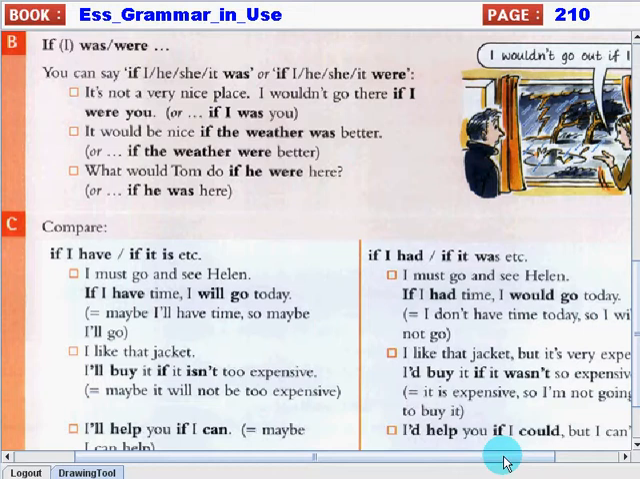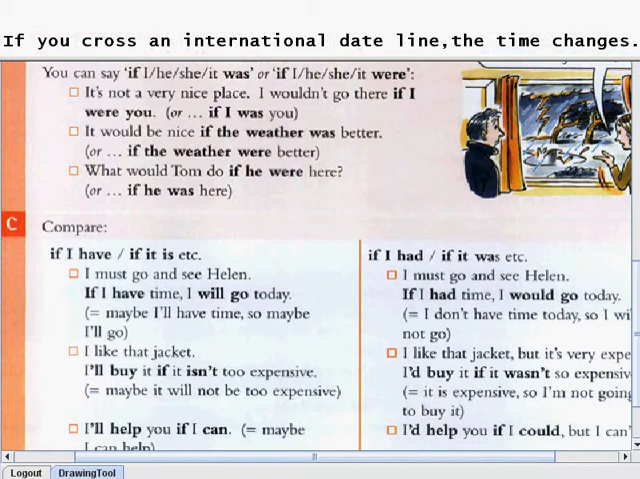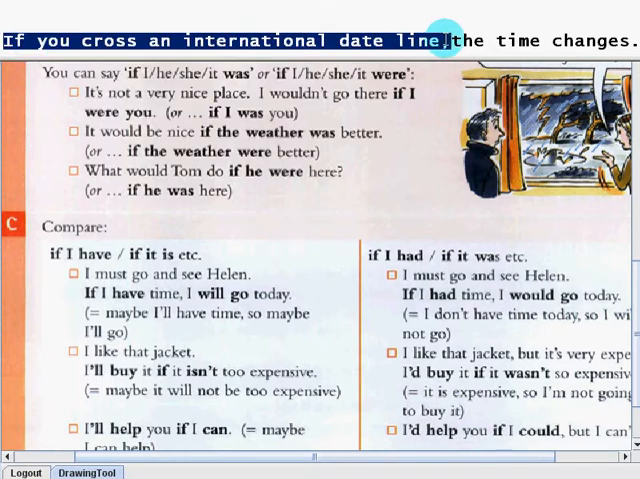Now, we also learned from our previous lessons about conjunctions that if the if clause comes first, a comma is usually used. If the if clause comes second, there is no need for a comma. If it comes first, then we have to add a comma in the middle. Okay? Like this: If you cross an international date line, the time changes.